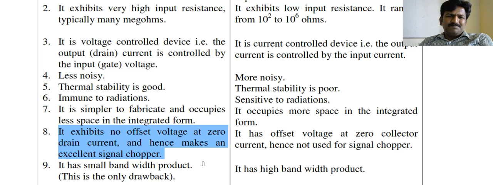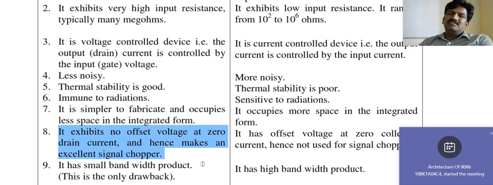It means no offset voltage, zero drain current. Though the drain current is zero, if you get some voltage, that is called offset voltage. Offset voltage should not exist. Offset voltage is nothing but a voltage appearing without current passing through the diode or transistor, like the FET or whatever it may be. If you get some voltage, you can call it an offset voltage.